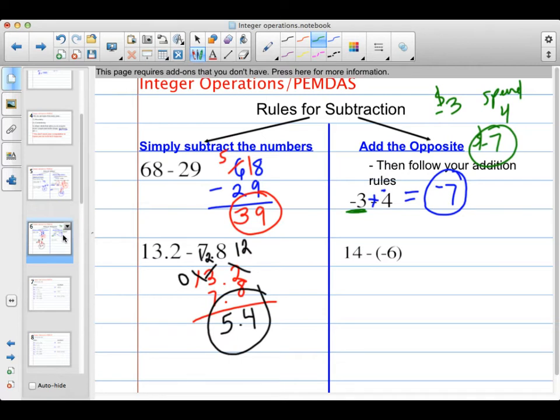Another way of thinking of it. Subtracting negatives, 14 minus negative 6. Again, add the opposite. One little trick that I learned from a student is if you see two negatives in a row, you just connect them and make them one big positive. So this is equivalent to 14 plus 6, which is going to get us a value of 20. So some review on addition and subtraction.